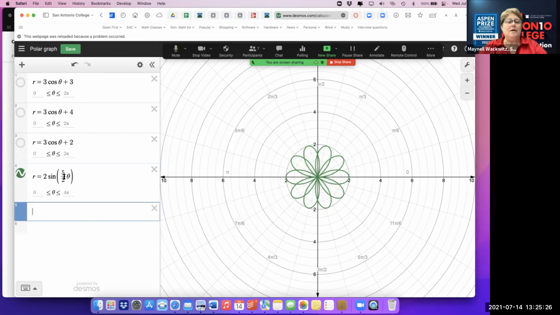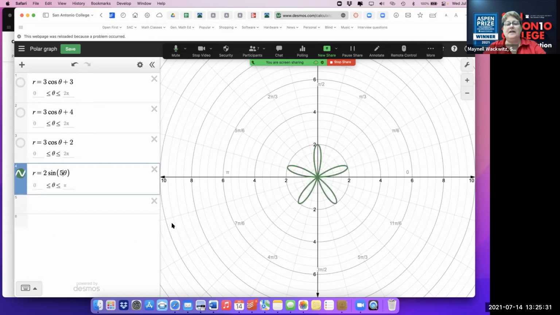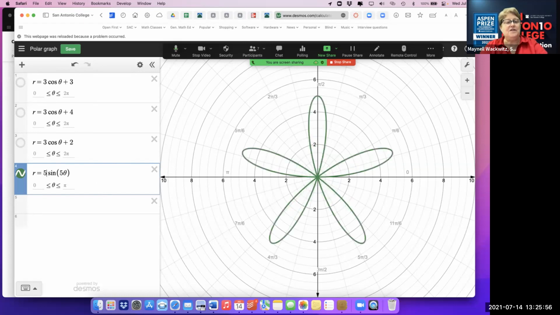If the number in front of theta is an integer, then the number of petals equals that number if the number is odd. So this one is, where does the 2 come in from the graph? Yeah, it's how long each petal is. So if I change that 2 to 3, now I'm going all the way out to 3. If I change it to 5, I'm going all the way up to 5.